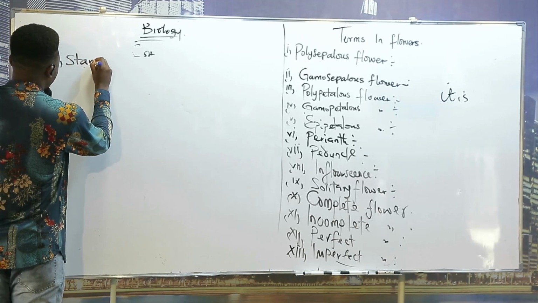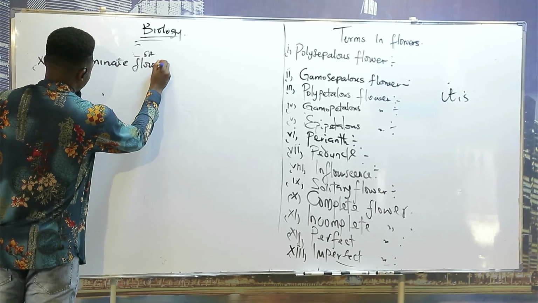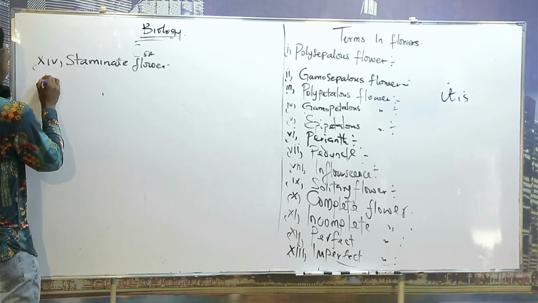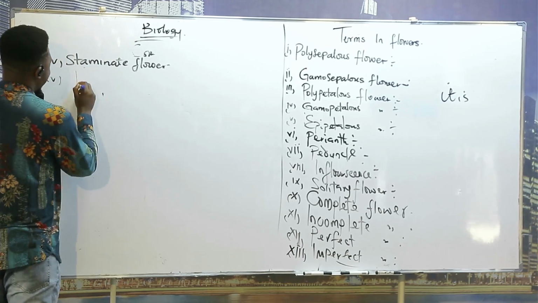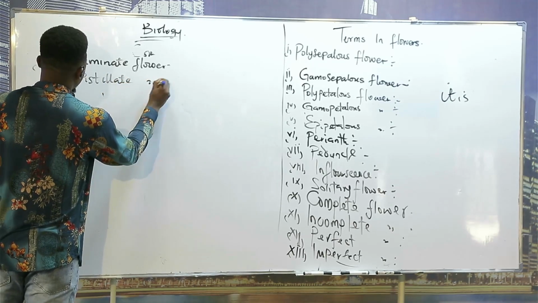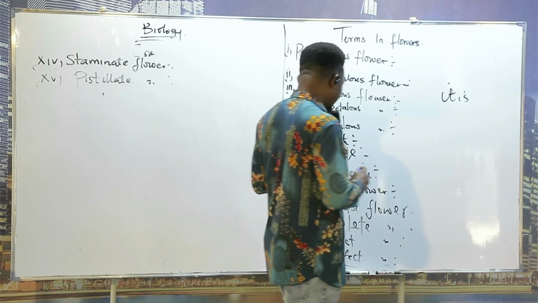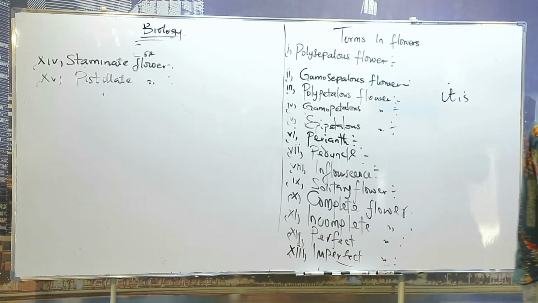Imperfect flower gives rise to two again, which is staminate flower. Have you heard of staminate flower? Staminate flower, and pistillate flower. We have a lot of terms here. I think this is not even half of the terms. So, let's move on, please.